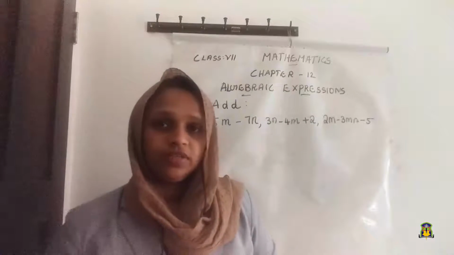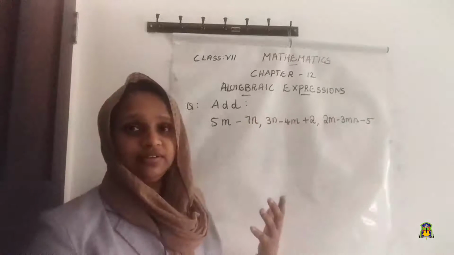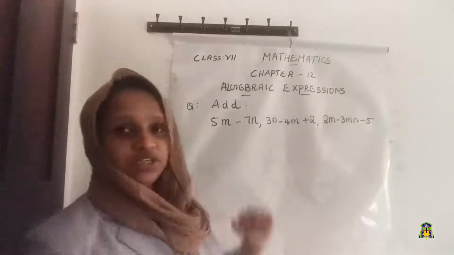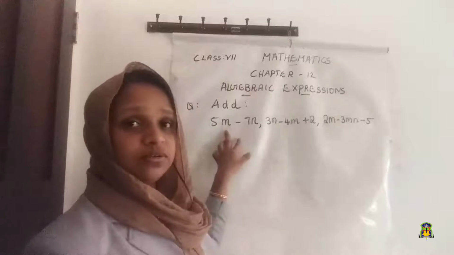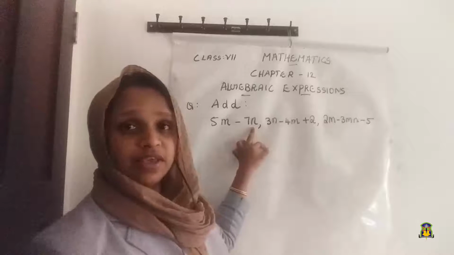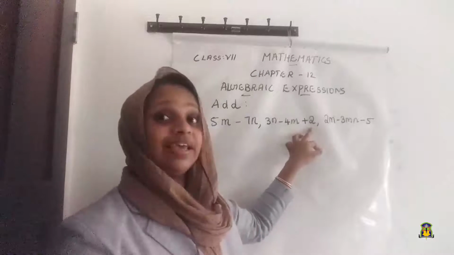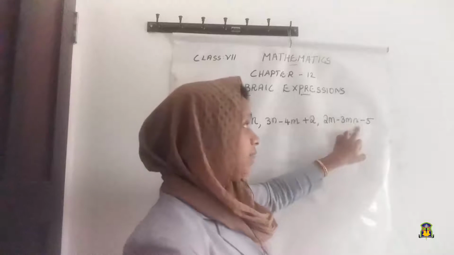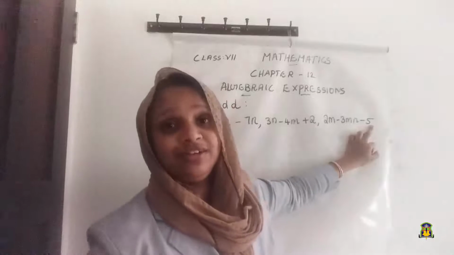Next we can deal with addition. How can we add? See this question. Here, see this first expression: add 5m minus 7n, comma, 3n minus 4m plus 2. That is the second expression. Next, 2m minus 3mn minus 5. That is the third expression.